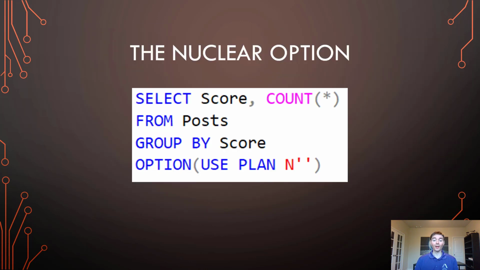Of course, there is the nuclear option for forcing SQL Server to do what you want, which is the use plan hint. The way you do that is you take the XML of the execution plan shape that you want and paste it in there. And you make sure to remove apostrophes and watch out for other pitfalls. But you can more or less force SQL Server to use what you want it to.